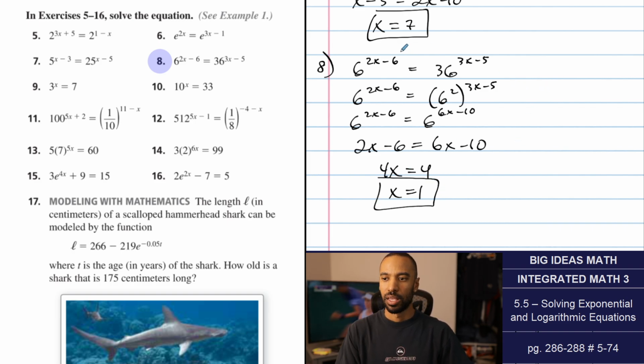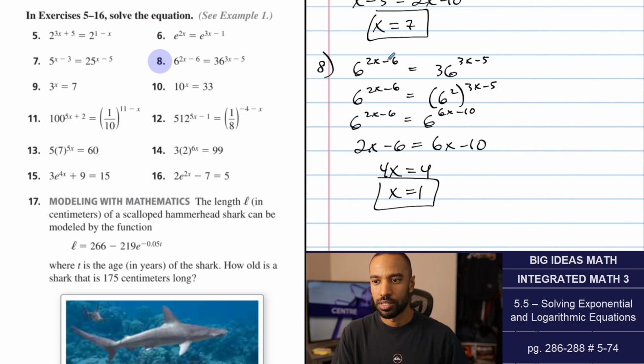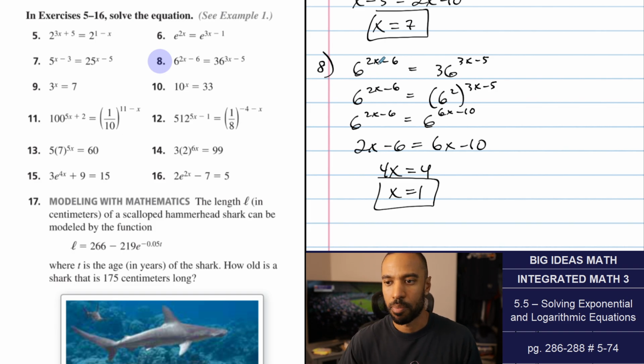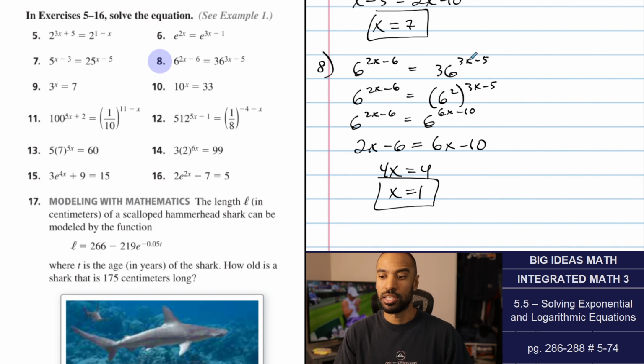I'm going to double check one of these just to be sure. 2 times 1 minus 6 is -4. 3 times 1 minus 5 is -2. And 6 to the -4th power is 1 over 1296. And 1 over 36 squared is 1 over 1296.